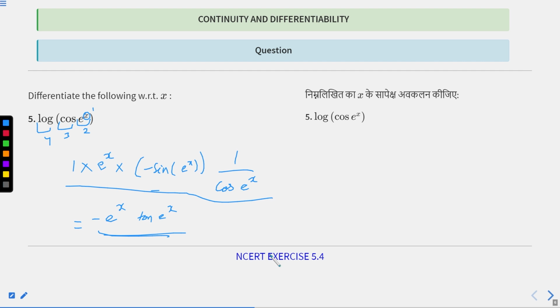Simple. Obviously, we know that tan is not defined at odd multiples of pi by 2. So we must have this restriction where e^x is not equal to odd multiples of pi by 2, where n we are taking as natural numbers. Simple. I hope that it is clear.